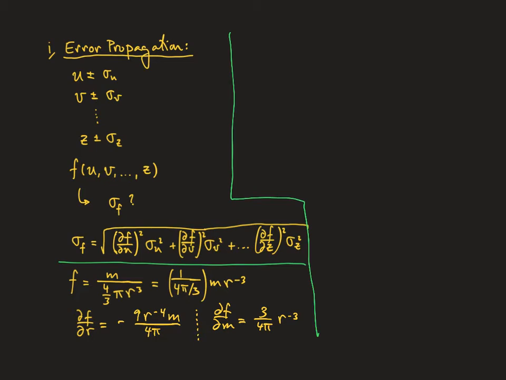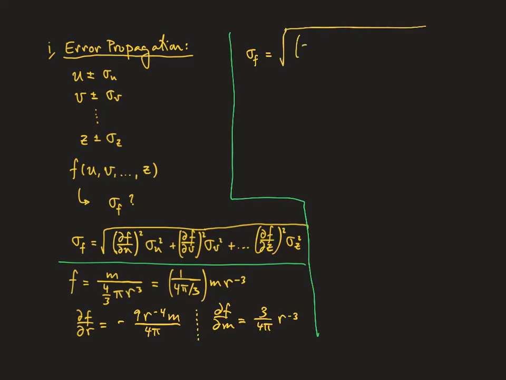Okay. So now let's calculate what sigma f is, the uncertainty in this quantity. f here is a function of u and v, which, by the way, are like r and m, or m and r, doesn't matter. It's the density, so we're finding the uncertainty in the density. What we're going to do is put our two expressions in here and square them.